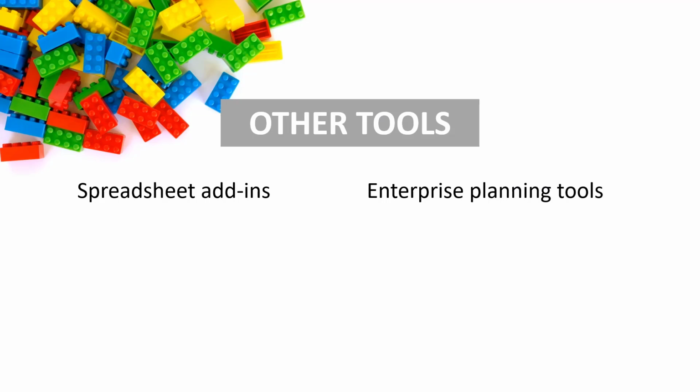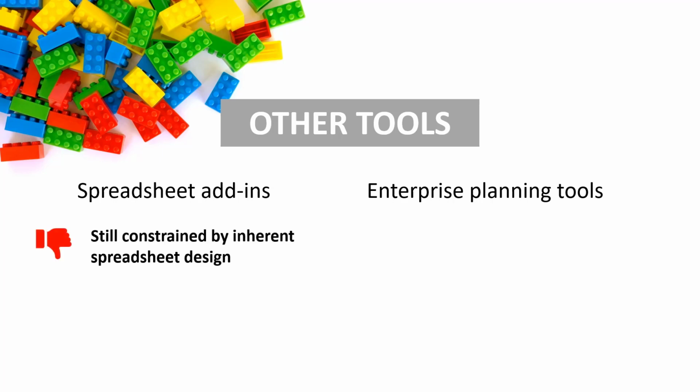So you're probably thinking, a lot of these best practices are built into other tools too. And you'd be right. Two of the most common alternatives companies consider to solve their spreadsheet woes are add-ins and enterprise planning tools. The downside to spreadsheet add-ins is you are still constrained by the two facts we've been talking about all hour. We can't change the rows, columns, and cells design of spreadsheets. We can only build on top of them.